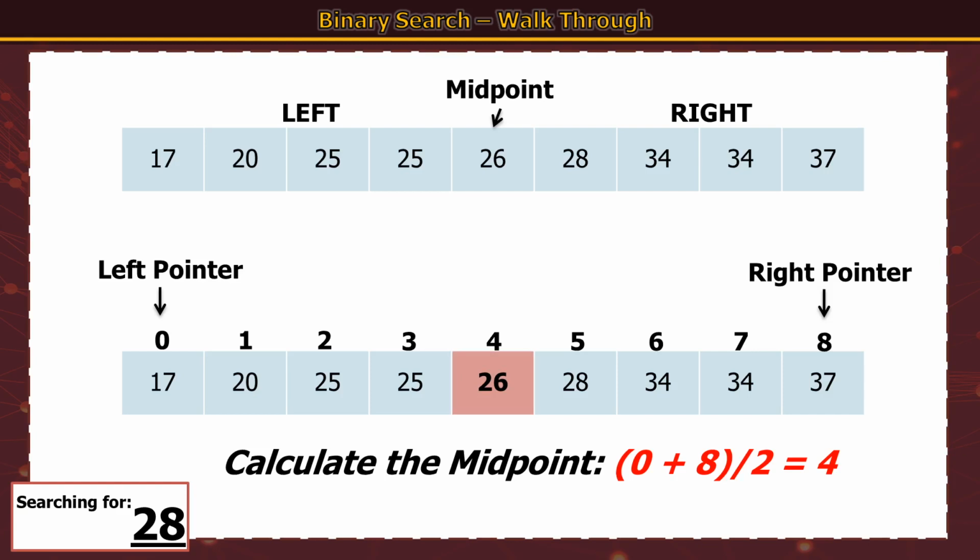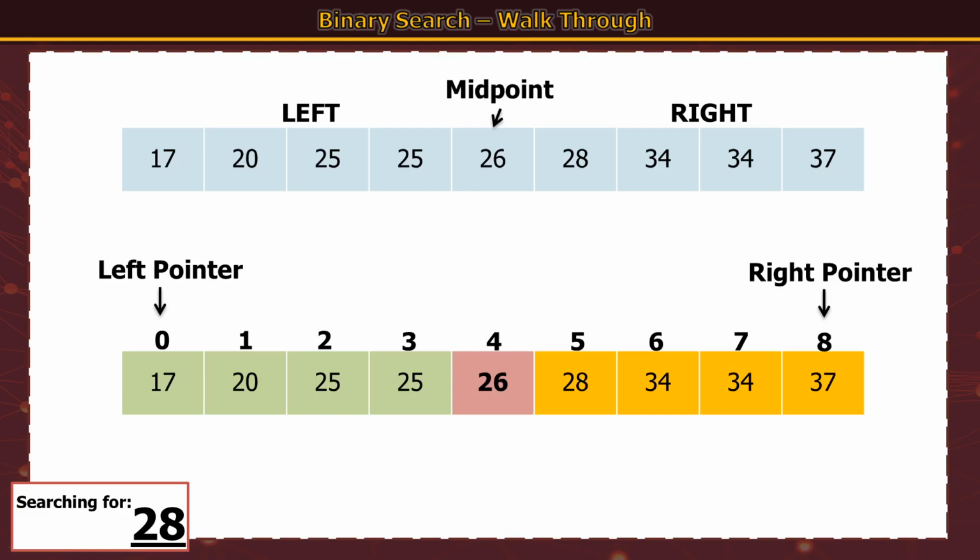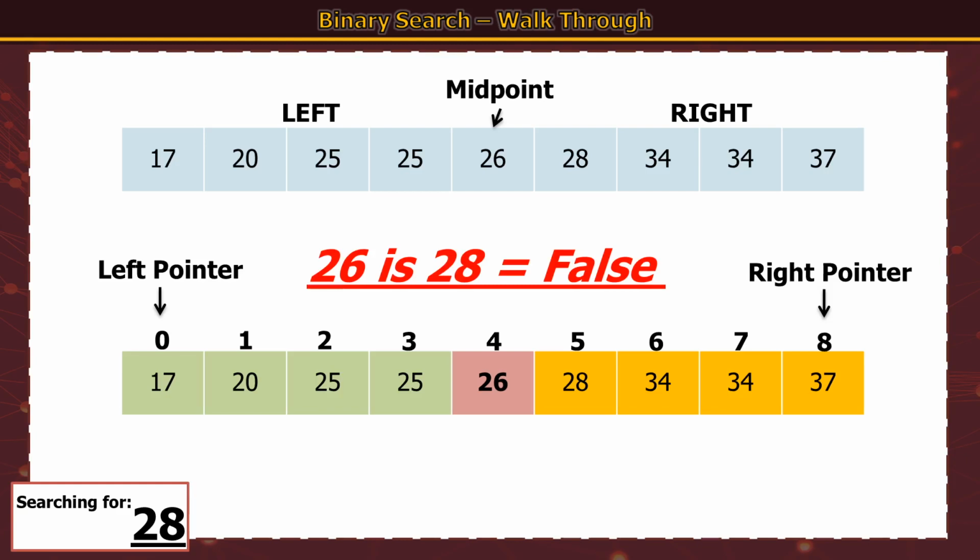Following the rules from the previous page, we are in a moment going to check whether or not that 26 is equal to the value that we are searching for. In this case it is 28. But firstly I'd like to point out that I've now got the left side of my data highlighted in green and the right side of my data highlighted in orange. Let's check if that midpoint is equal to 28. So I've got 26, which is here. This is my midpoint. Is 26 equal to the value I'm searching for, which is 28? Well, that is in fact false.